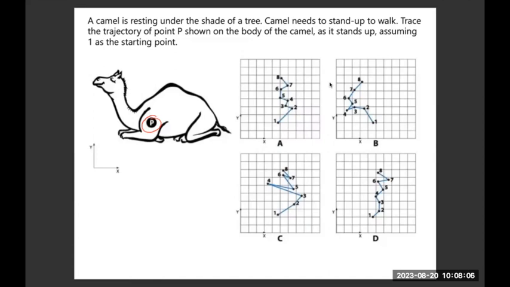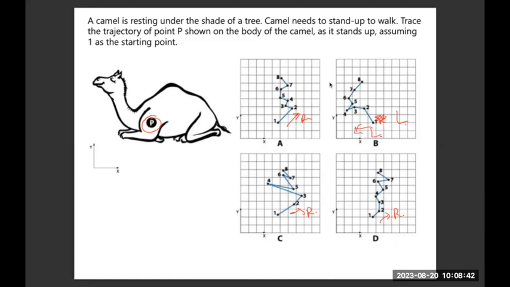If you observe, like I said, this is moving towards the right side and this is moving towards the left side. This is also moving towards the right side. If you observe any video of a camel standing up, it tends to move towards the left side first. And then in order to gain the balance, it shifts its body weight towards the right side.